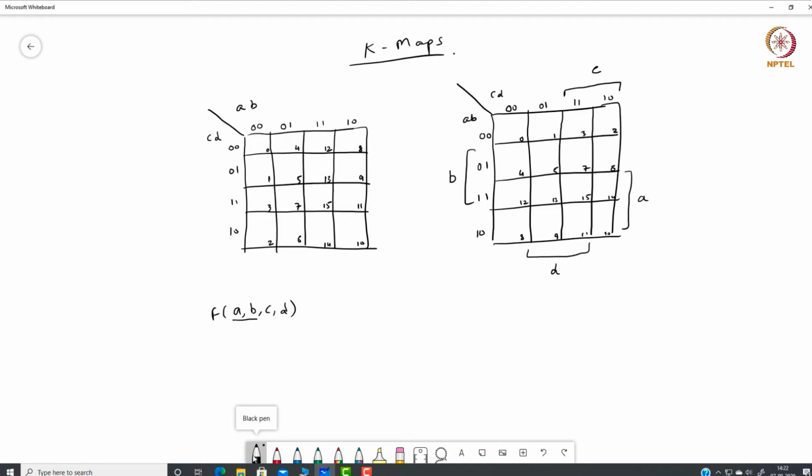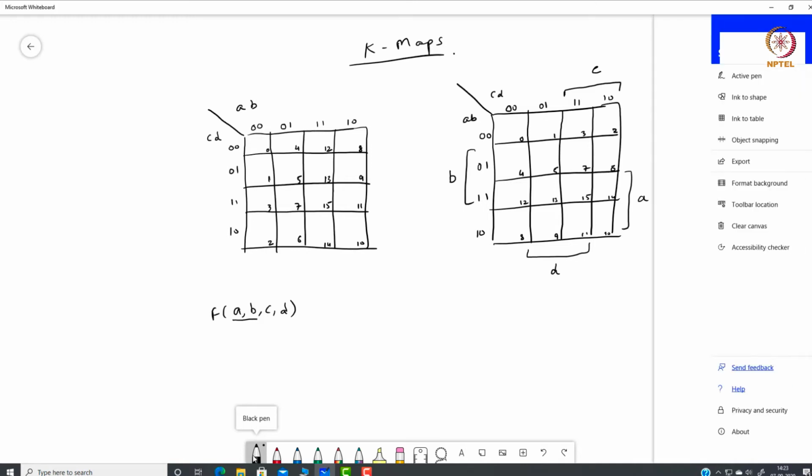But sometimes confusion will arise because the cubes that would be created could be so many. If there are so many cubes, then which cube should be selected is always a question. So how do we select the cubes which are necessary, which are important? To make that procedure more systematic, let us define a couple of new terms. We will define 3 terms. One is called implicant, second prime implicant, and third essential prime implicant.